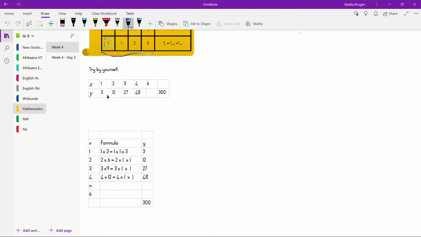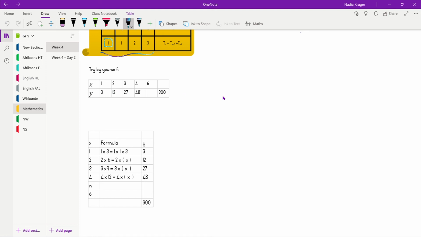Let's determine our constant difference now. Is there a constant difference? From 3 to 12 we add 9. From 12 to 27 we add 15. From 27 to 48 we add 21. Therefore we don't have a constant difference.